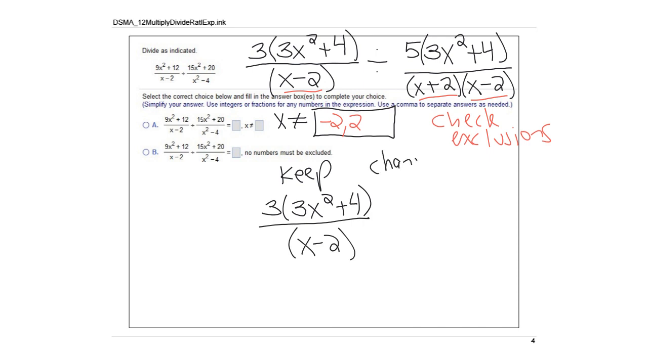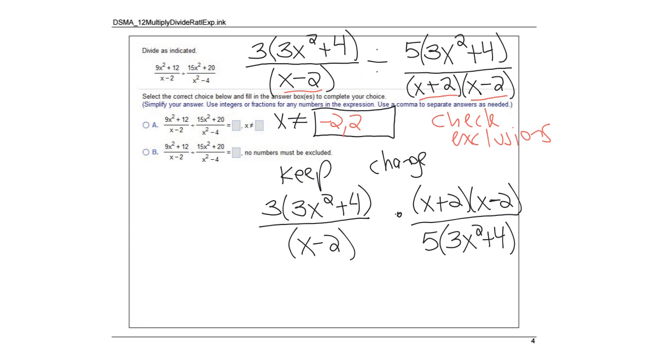We have change. So we're going to change this to multiplication. And then we're going to flip. And then normally we would at this point have to check again, but this is actually going to give me an imaginary answer, and so I'm not going to worry about that with this problem. I'm going to go ahead and only take real numbers for our exclusions.